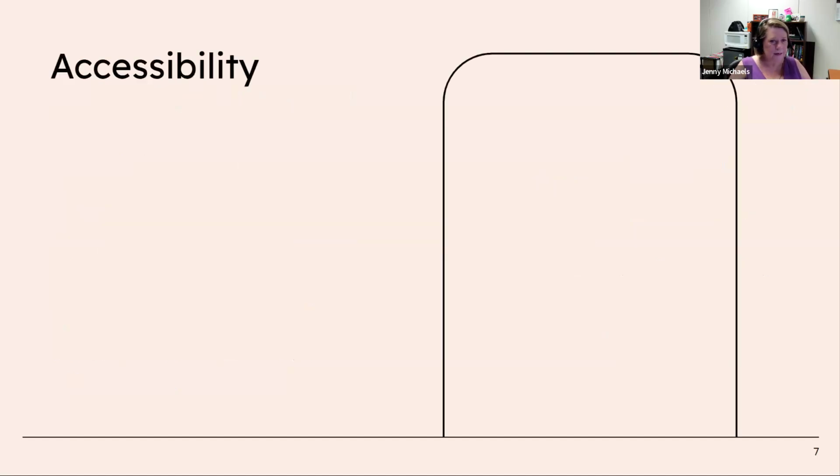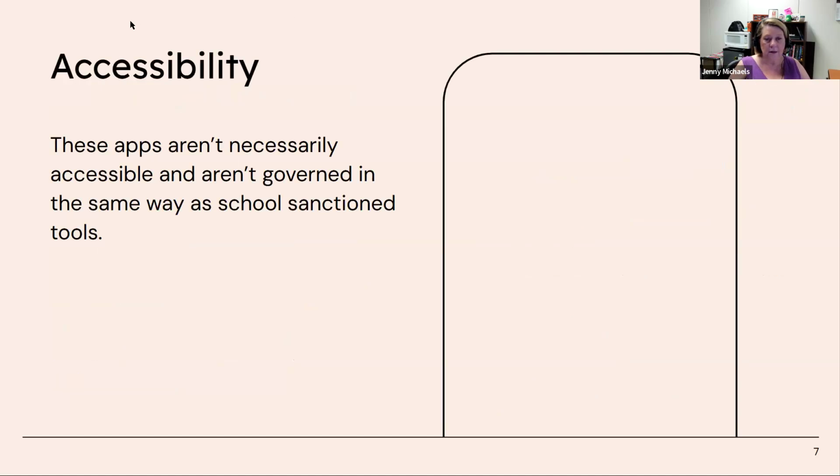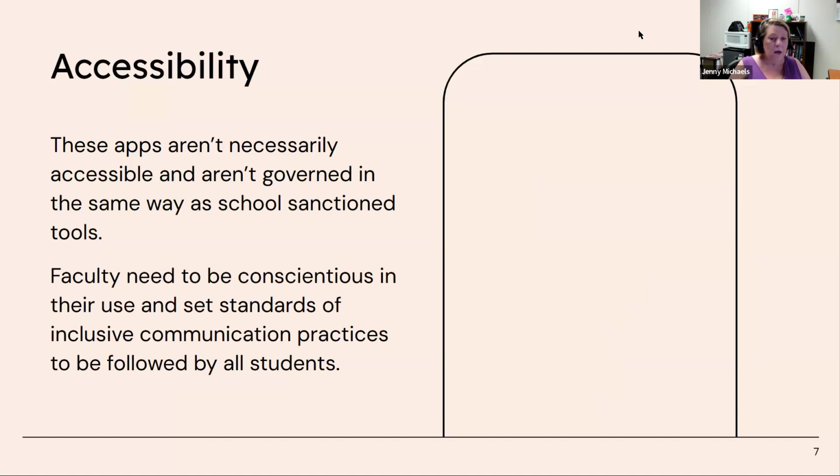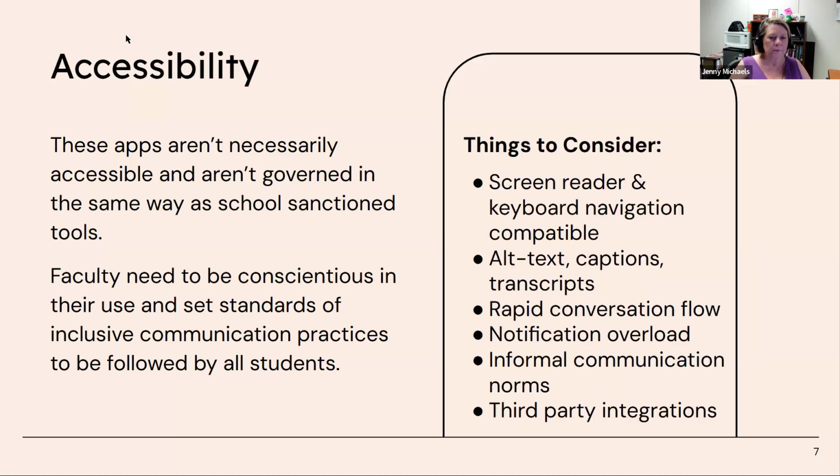And then we can go on to the next one, which is accessibility. That's also a concern. They aren't necessarily accessible or governed in the same way that school-sanctioned tools are, so you need to be aware of that. From what I understand, most of them are screen reader capable and compatible. A lot of them do not have alt text, captions, or transcripts, so that's a concern. You want to be conscientious of that. If you have someone in your class who needs alt text or that sort of thing, then you want to set those standards up right from the beginning.